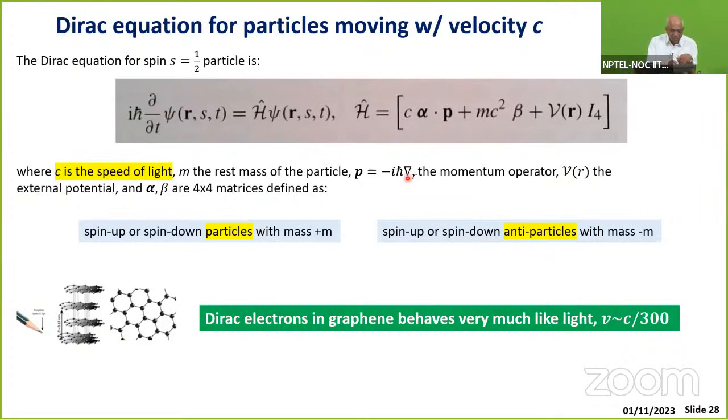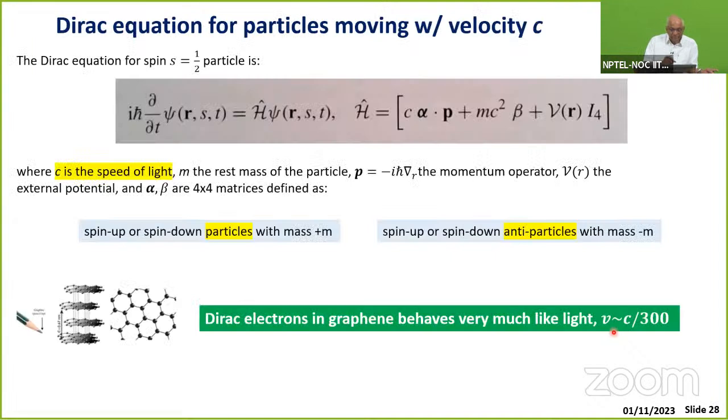And then you solve this for spin up or spin down particles with mass, a positive mass, or spin up or spin down antiparticles with a negative mass. And the Dirac electrons are the ones in graphene. They behave almost like light because they move with a velocity only reduced by a factor of 300 of the velocity of light. The electrons move very unhindered in graphene.